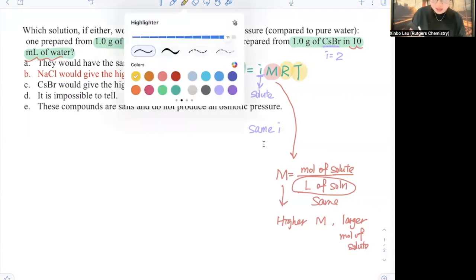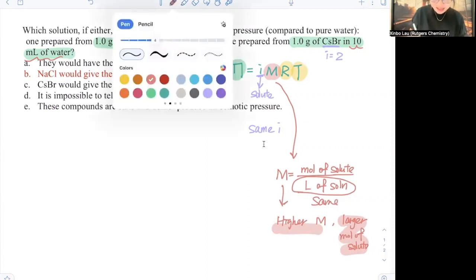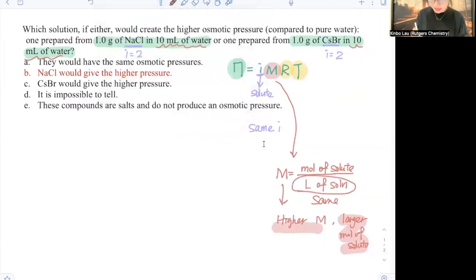So now we come back to the conclusion we talked about earlier. In order to look for a higher osmotic pressure, we're looking for higher molarity. Since they have the same volume, really we're looking for higher moles, larger moles of the solute particles, from both solutions. Now how do we calculate moles? That turns into the follow-up question from this point.